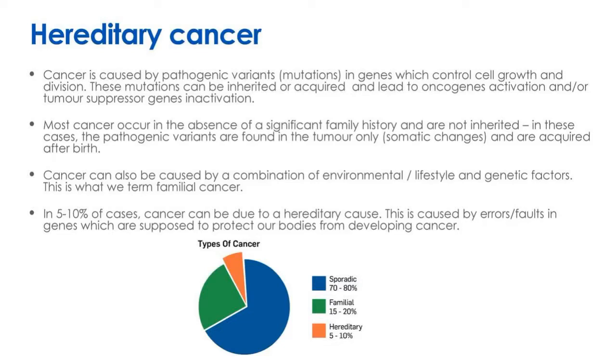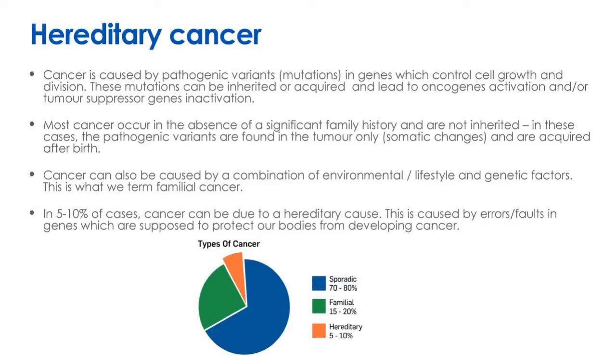We know that the majority of cancers that we see occur in the absence of a significant family history and are not inherited. So in these cases of cancer, we see that the pathogenic variants are found only in the tumor, and we call that somatic changes. These are changes that you are not born with, but you acquire after birth over your lifetime. We also find cancers that can be caused by a combination of environmental or lifestyle and genetic factors. And this is what we term familial cancer.